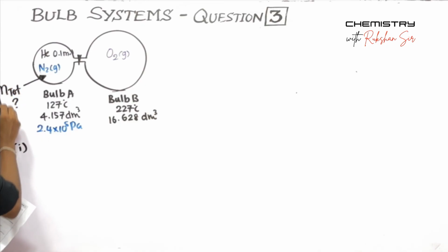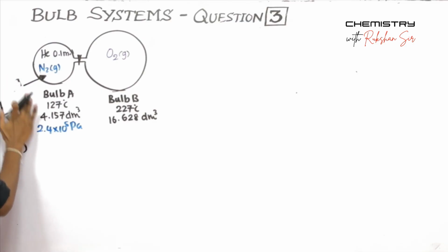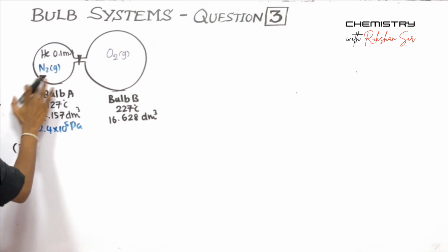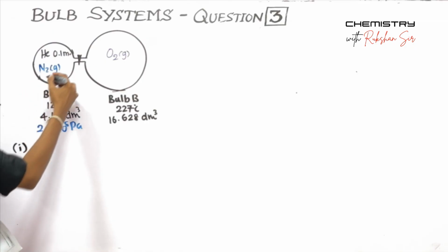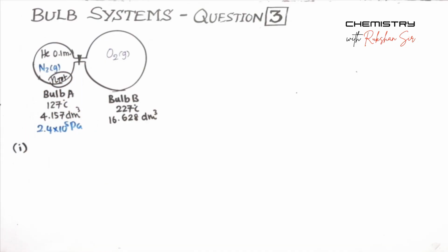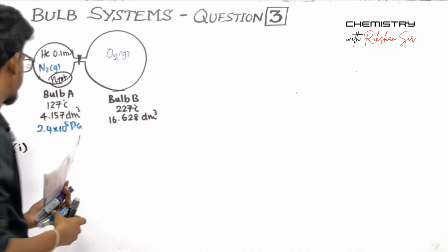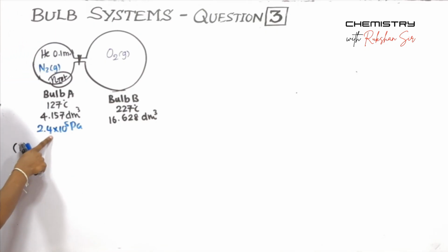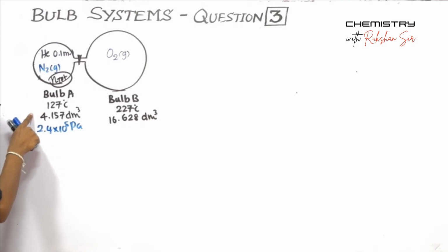That is what they are asking as a question. They are asking for the total number of moles, right? You know the pressure, volume, and the temperature. Three variables are known, so we need to come up with the fourth variable, the missing piece, right?